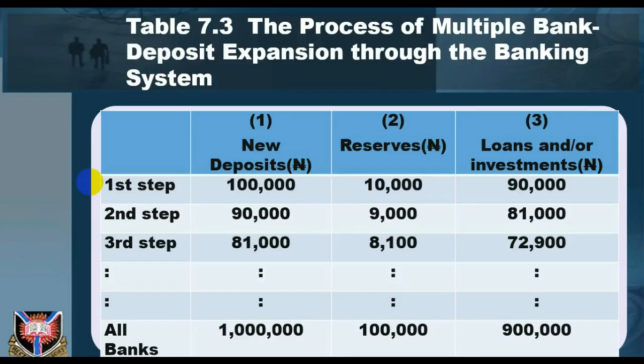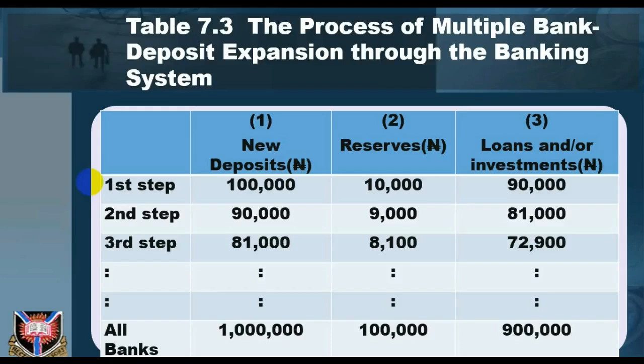When the original cash receipt of 100,000 naira has diffused itself throughout the system, deposit will amount to 1 million naira and loans up to 900,000 naira.